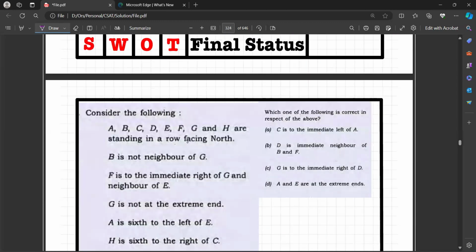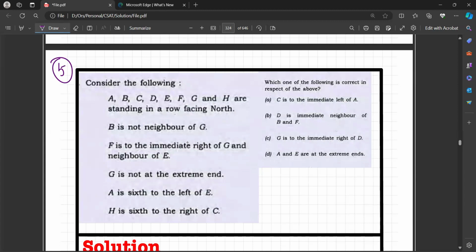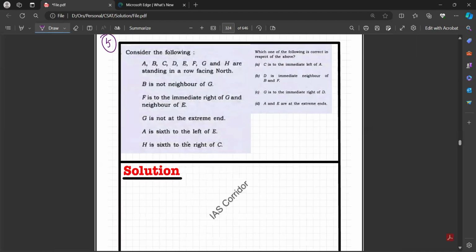Coming to the next question. This is question number 5. A, B, C, D, E, F, G and H are standing in a row facing north. A, B, C, D, E, F, G, H. So total how many seats are there? 8 seats. No need to do these boxes in the exam. Simple spaces will also give you the correct answer.